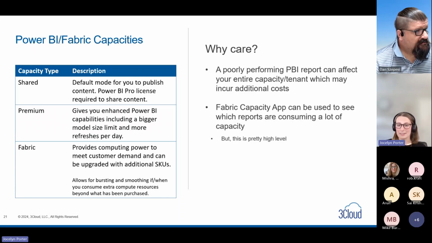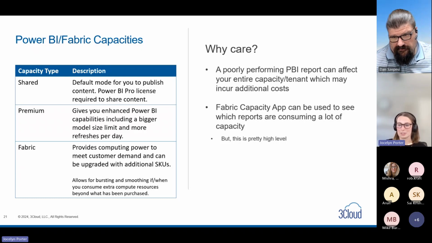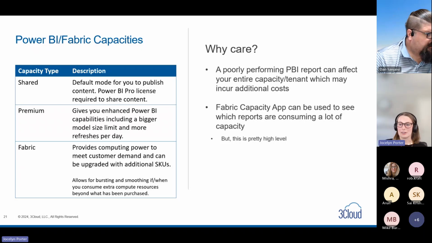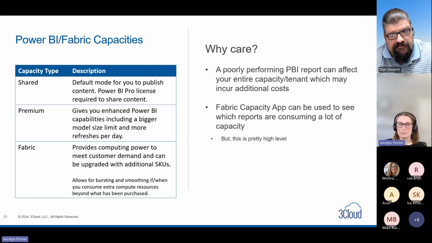What's great about having a premium capacity is that you can implement what's called a Fabric capacity app. What this does is essentially create a Power BI report based on the consumption that you're using within your tenant or workspace, and shows you exactly what's going on, what reports are consuming the most capacity or CPU, and gives you a little bit of higher level detail about what's going on within your specific workspace. But again, like I mentioned, this is pretty high level.